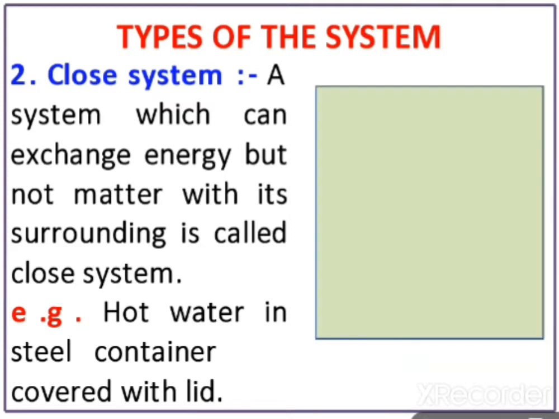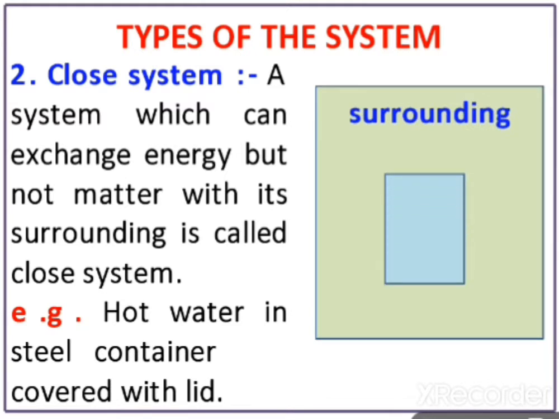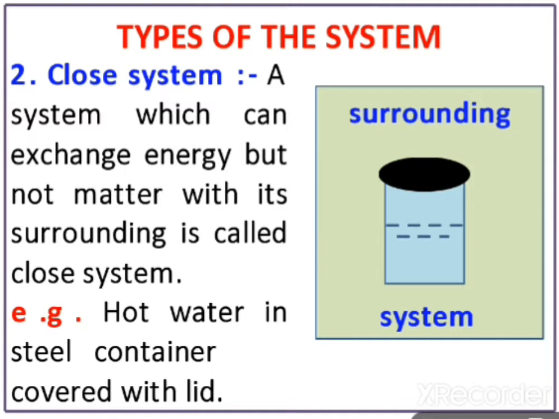Now see, first see the example. This is the surrounding. In the surrounding, what have we taken? A beaker, and in this beaker we fill hot water, and after filling hot water, cover this beaker with a lid. So if this beaker is covered, then definitely water vapors will be produced, but these water vapors will go up, collide with this lid or cover, and again condense and come back into the beaker.